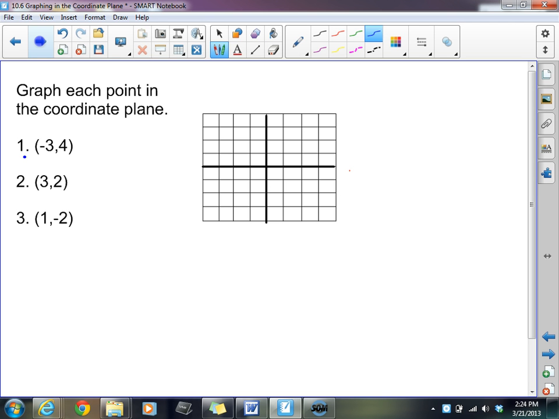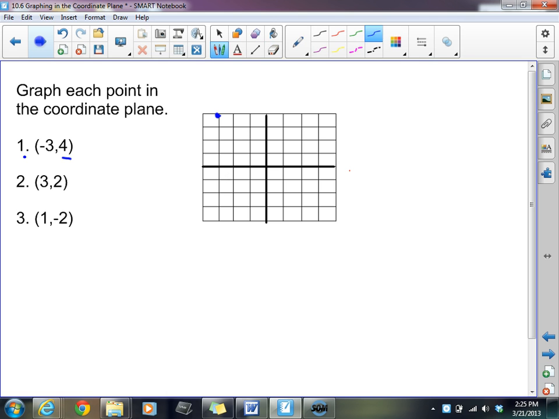So what I'm going to do is I'm going to start at my origin, like we always do. Start at the origin and go 1, 2, 3. I went over -3, and now I'm going to go up 4. 1, 2, 3, 4. And so my point 1, if you will, is right there. I went -3 to there, and then up 4. Okay, so -3, 4. So that's the first one.